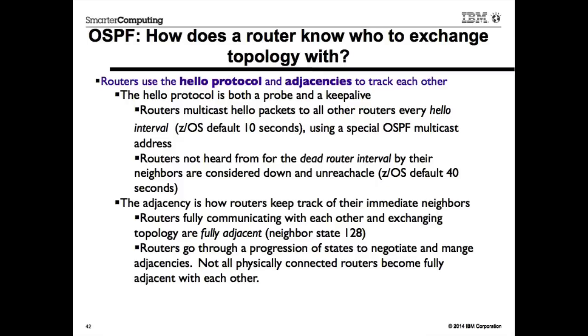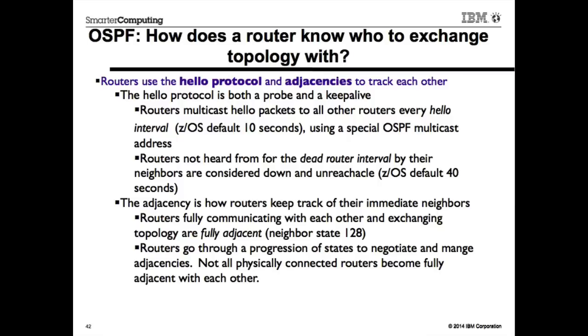So the first question you have to answer in OSPF is, how do I know who to exchange topology with? So the first thing routers have to do in OSPF is learn who's next door. Who are my neighbors? So OSPF has what's called the hello protocol. And the hello protocol is both a probe and a keepalive. There's an OSPF packet called the hello packet, and every router multicasts that packet to a special multicast address for OSPF routers. So if you're a router and you want to participate in OSPF, you join the OSPF routers multicast group and you start sending hello packets out to that multicast group. Everybody else who's joined the multicast group receives those hello packets. That's how they learn you're there.